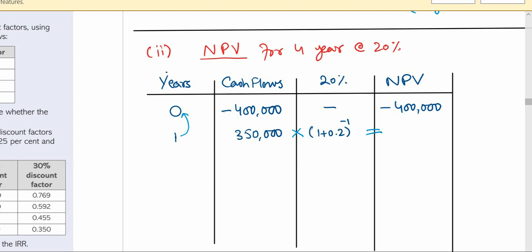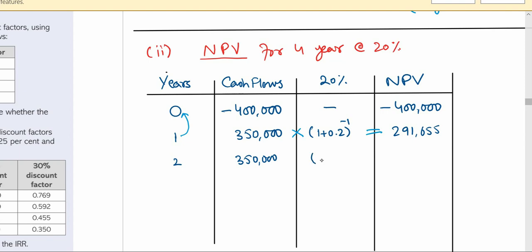I am also doing it, raised to the power minus 1. It comes to 291,666, perhaps with a small rounding error, so no problem at all. So the value is about 291,655.